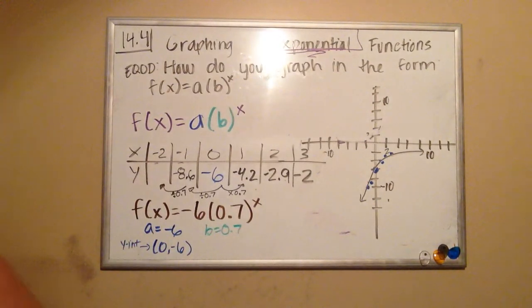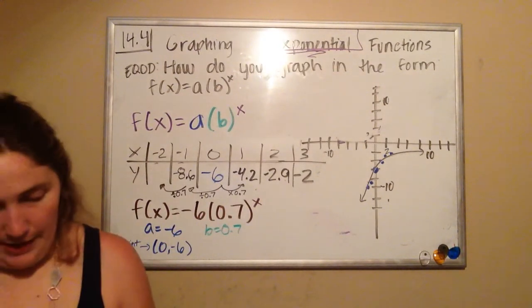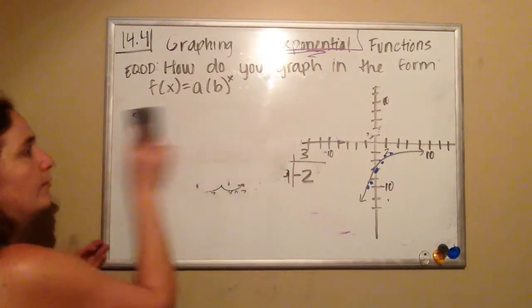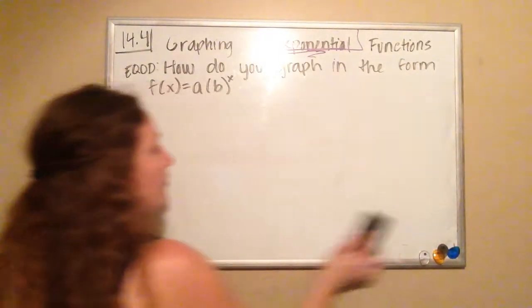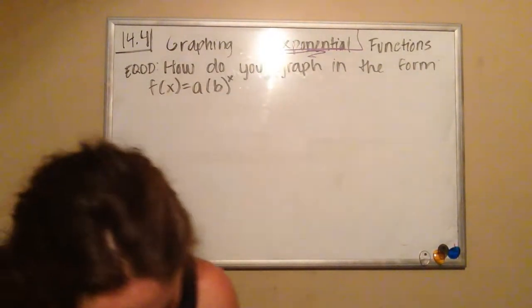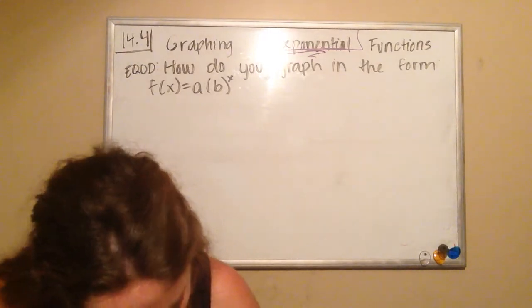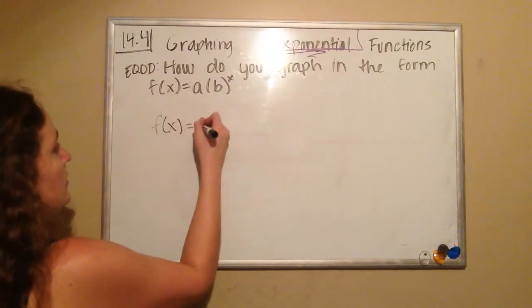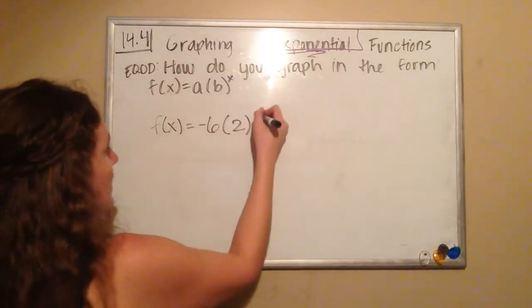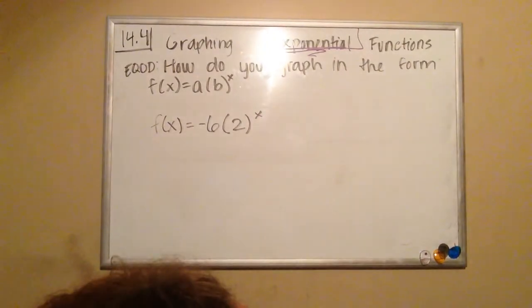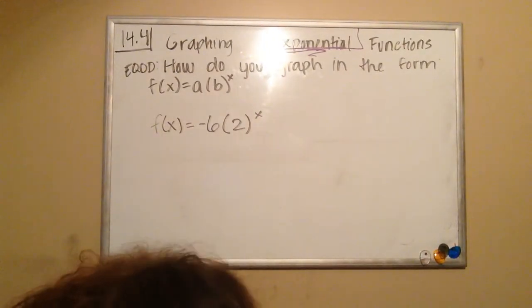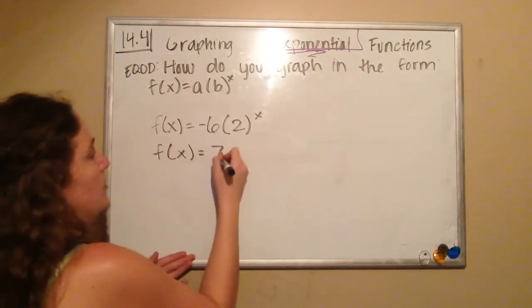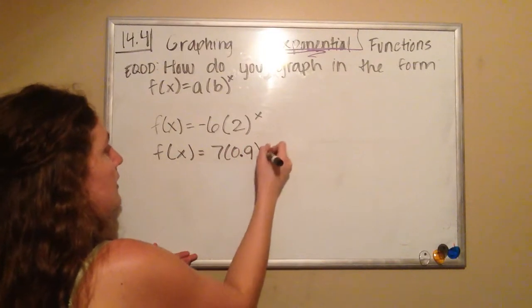So I'm going to ask you to do 2 of these. First one is going to be f of x equals -6 times 2 to the x. And the second one will be 7 times 0.9 to the x.